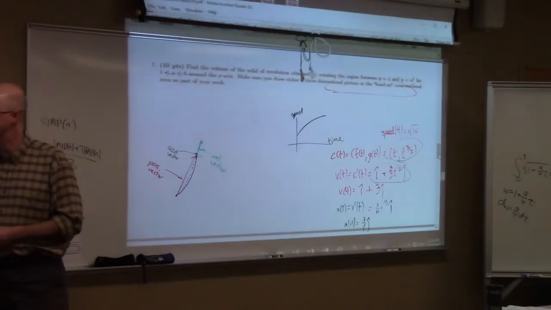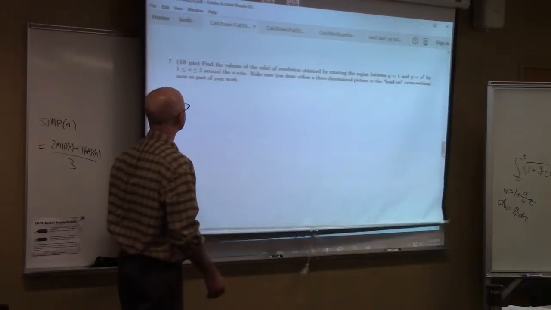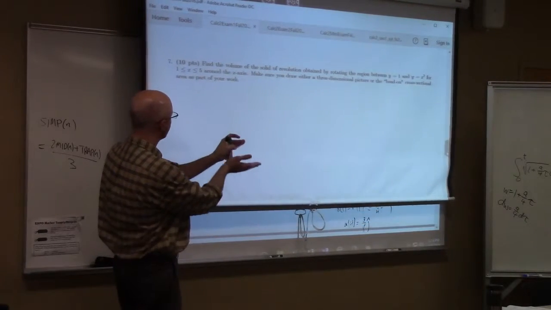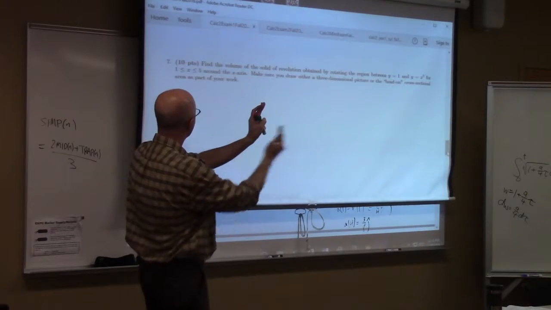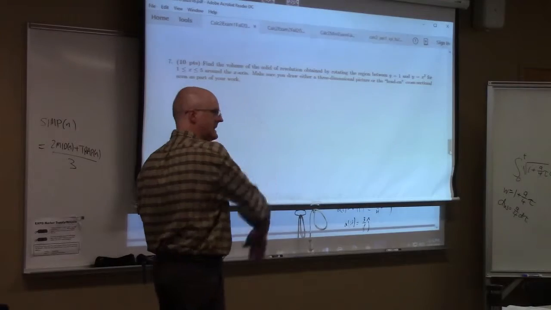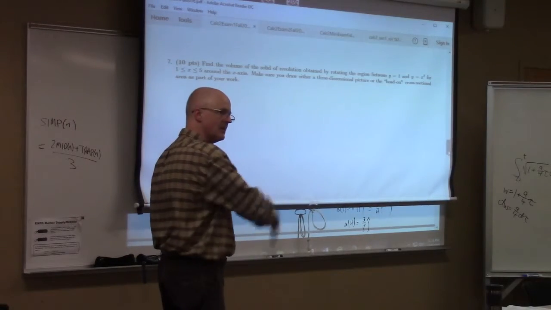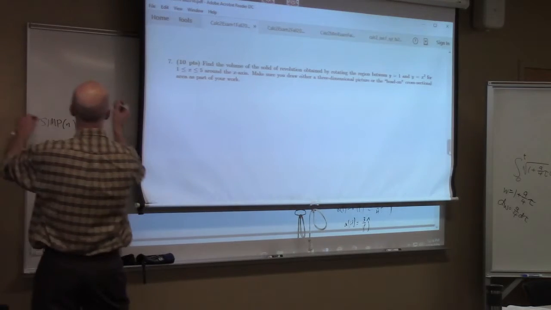Here we are, volumes of revolution. Quickly talk about that. So we're revolving a region between y equals 1 and y equals x squared, between x equals 1 and 5, around the x-axis. Remember, for those, that you need to slice the region with your pretend knife and look at the cross sections.